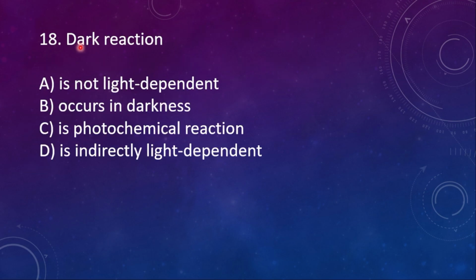Next, 18th one, dark reaction. Option A is not light dependent. B occurs in darkness. C is a photochemical reaction, and D is indirectly light dependent. So here the right option is D. Dark reaction is indirectly light dependent, because the dark reaction takes place only when the products of the light reactions are there.